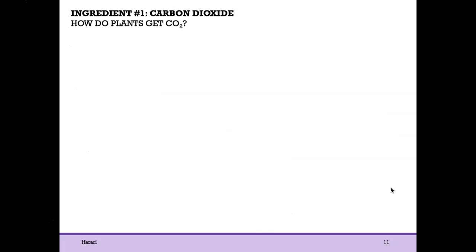So now let's talk about the three ingredients that all plants need in order to get sugar, right? We need to get sugar so then we can make ATP. So how do we make sugar? We need three ingredients. We need carbon dioxide, the sun, and water. So let's talk about the first ingredient, carbon dioxide. How do plants get carbon dioxide? Well, CO2 is all around our environment.